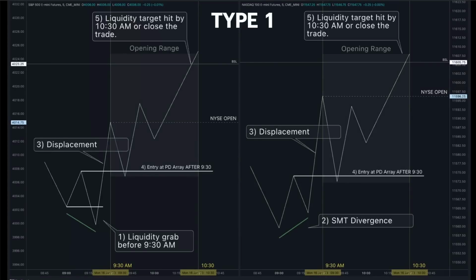And finally, step 5 is our target. We expect, now this is not always the case at 10:30, but it's just sort of the general thought process, that by 10:30 we would like to see our liquidity target, in this case this buy side liquidity target here, hit by 10:30 a.m. or potentially close the trade. I should have put an asterisk right here. It's not always the case. Maybe on one of these days, if you're looking at the higher time frame and you think there's good reason for price to continue, you might want to take a partial.